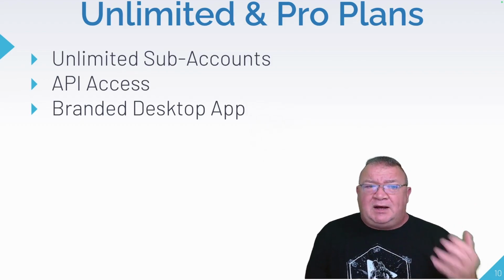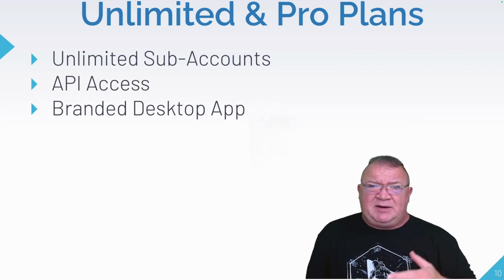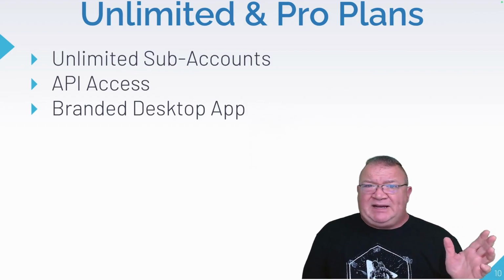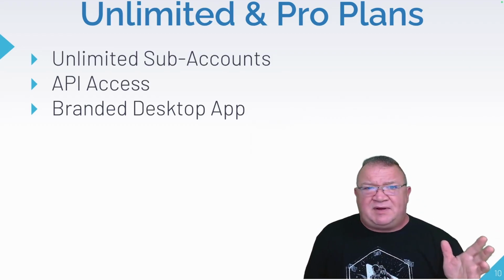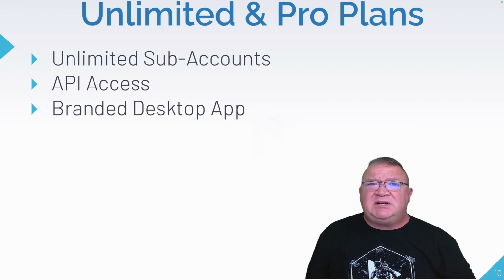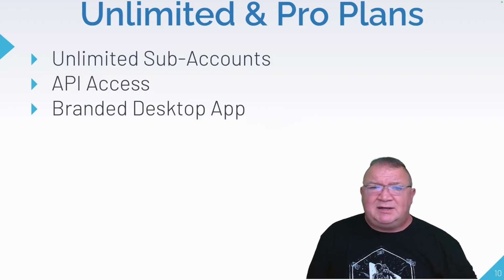So unlimited client accounts on the unlimited and pro plans. You can have unlimited clients, make as much money as you want, and you're still paying only $297 or $497 a month, regardless of how much money you're making. Now, at this particular level, you also get API access. What does that mean?